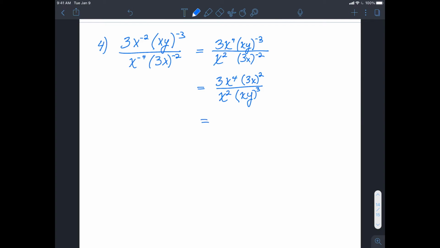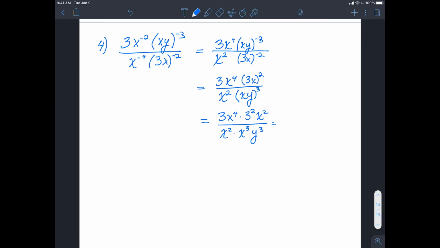The next step is to expand. So we'll expand this to 3x to the 4th times 3 squared x squared, that's the numerator. The denominator, we have x squared times x cubed y cubed. So in this step, we expanded these parentheses and these parentheses.